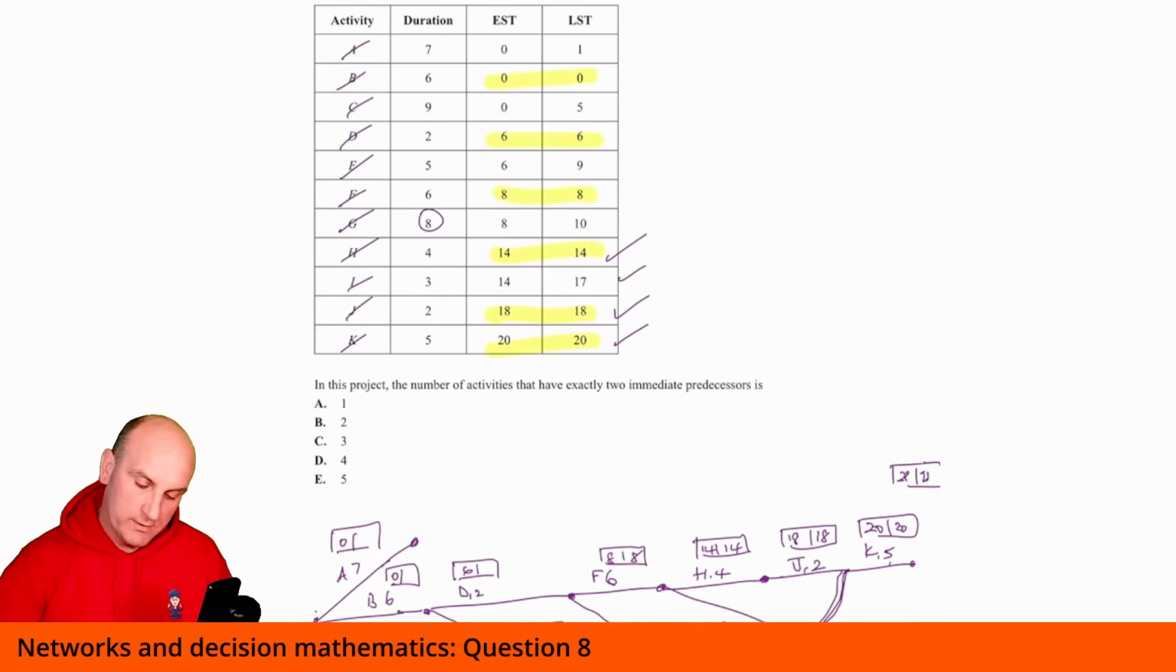17 minus 8, nope. 18 minus 8. So what value do I want here? I want that as 10. So basically, I've got to have that connected into 20 minus 10, 18. I've got to have that connected into J.